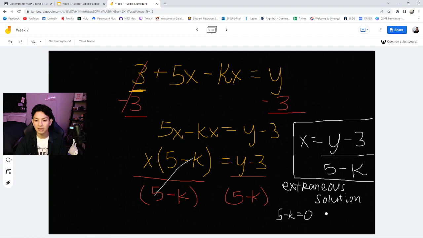so that we don't get 0. So k, in this case, should not equal 5, because we don't want 0 in the denominator. The way to find that is to set 5 minus k equal to 0 and solve for k. We find out that k should not equal 5, so that we don't have a 0 down here and get an undefined answer. On a test or an exam, I want you to give me the variable and any possible extraneous solution. All right, so that was that.